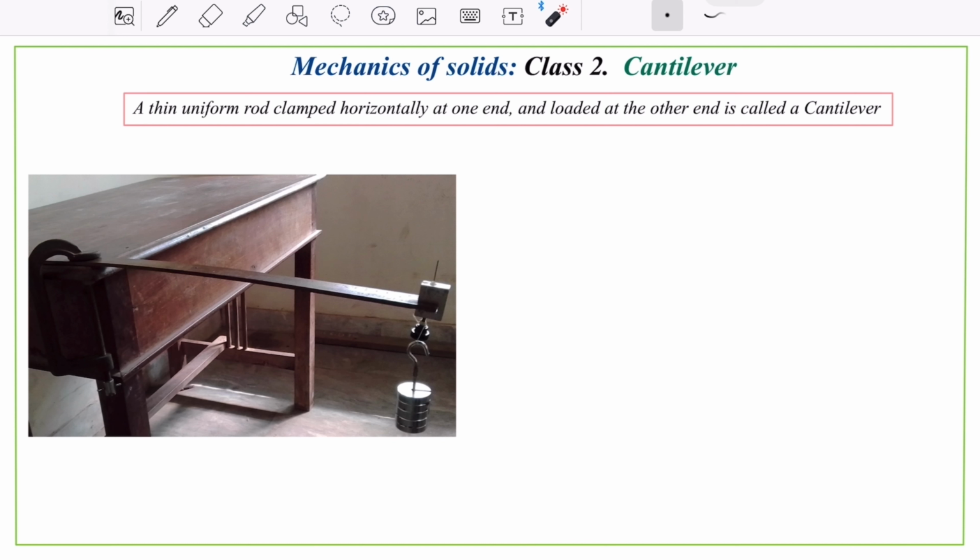A cantilever is a thin uniform rod clamped horizontally at one end and loaded at the other end. That is, a thin uniform rod clamped horizontally at one end and loaded at the other end is called a cantilever.